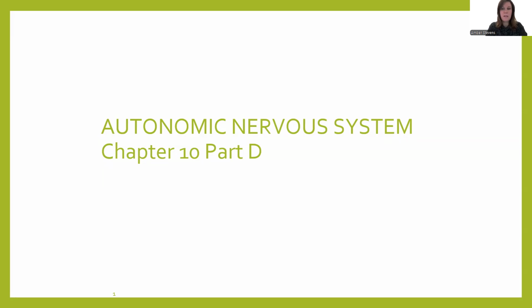All right, so welcome to Chapter 10, Part D. We're going to talk about covering the autonomic nervous system. We'll explore how the ANS manages involuntary functions and maintains homeostasis in the body.